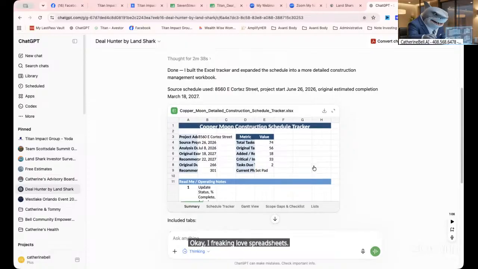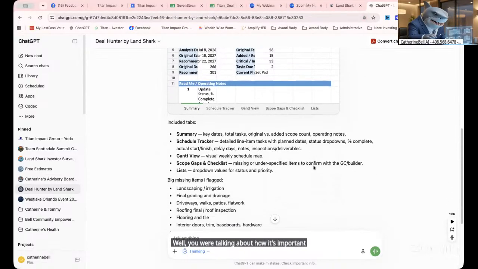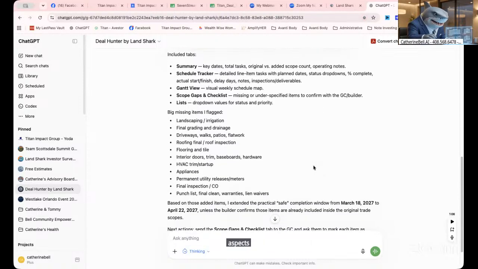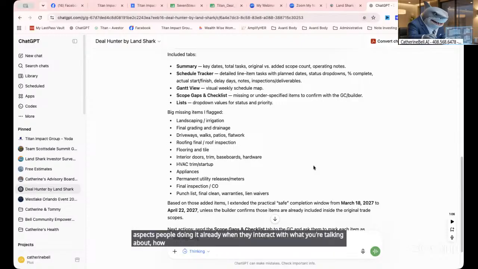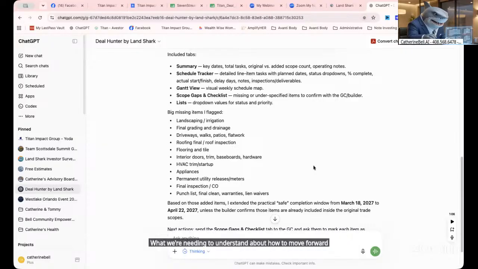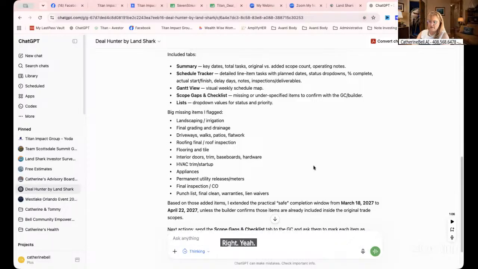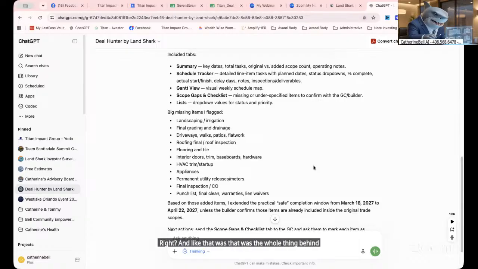You were talking about how important it is to understand the virtual aspects, what people are already doing when they interact with what you're talking about, and that they're feeding into what we need to understand about how to move forward. Like Air Jordans made people feel like they could jump higher. That's why they bought them. That was the whole thing behind Jordans: if you bought his shoes, you're going to fly like Michael Jordan.